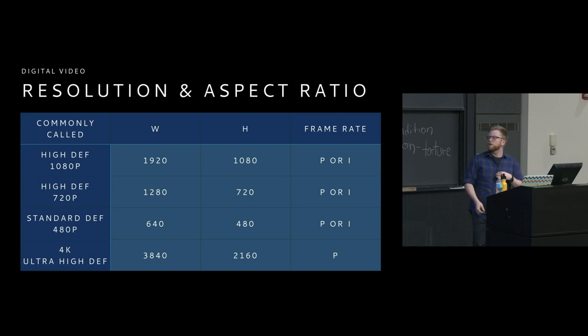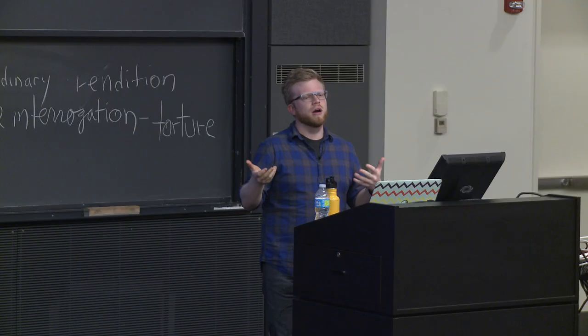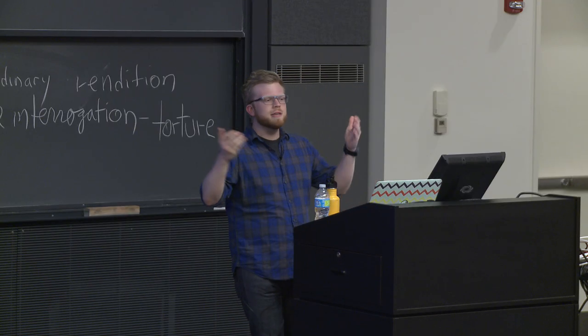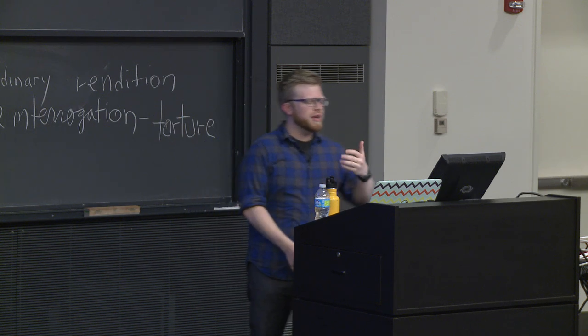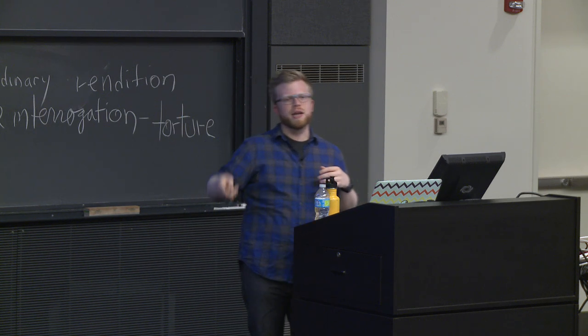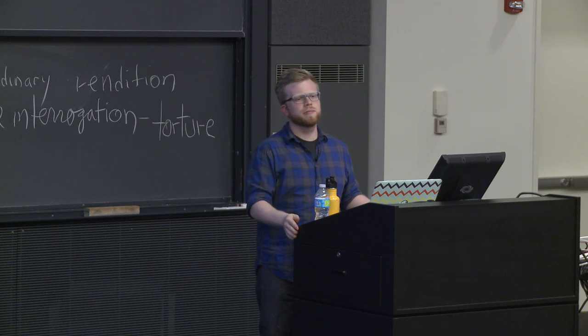My first DSLR didn't even take photos that were that high resolution. Why do you guys think that on a given DSLR, if I can take an 18 megapixel photo, why can I only capture video that's 1920 by 1080? Why would that be the case?